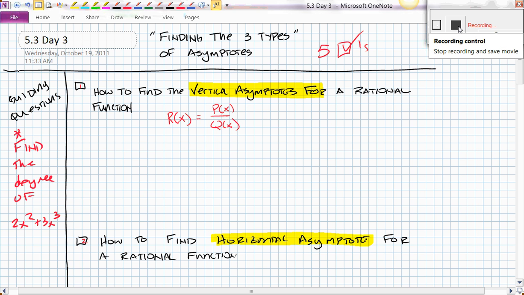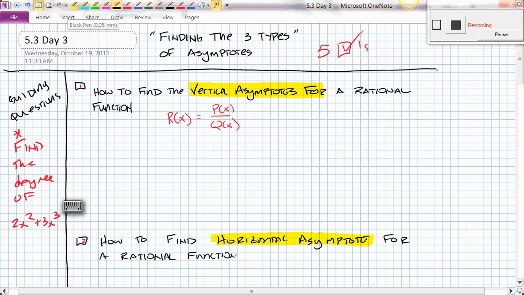Okay, in section 5.3 for Advanced Algebra 2 Trig, it's the third day, and we are finding the three types of asymptotes and then learning how to graph a rational function by hand. Make sure you have your graphing calculator for this lesson because we are going to use it at the end. Okay, so there are 5 boxes.